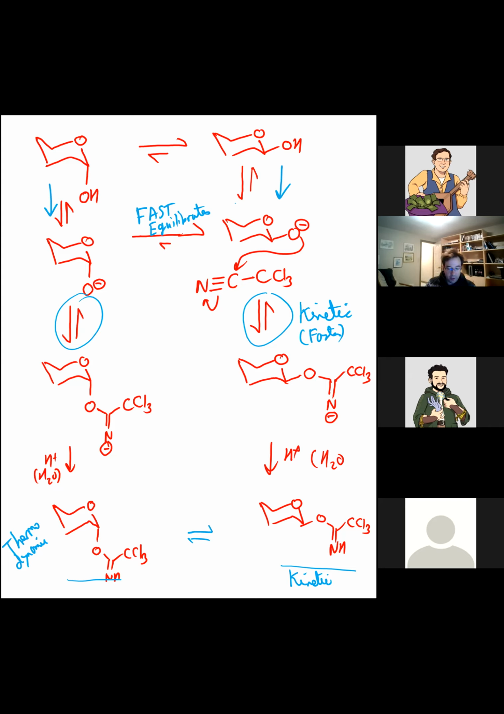What's really curious is the base that leads to this product here is sodium hydride. And the base that leads to this product here is potassium carbonate. And sodium hydride is a kinetic base. It's a stronger base, but it's giving us a thermodynamic product. And potassium carbonate is a thermodynamic base, but it's giving us a kinetic product.